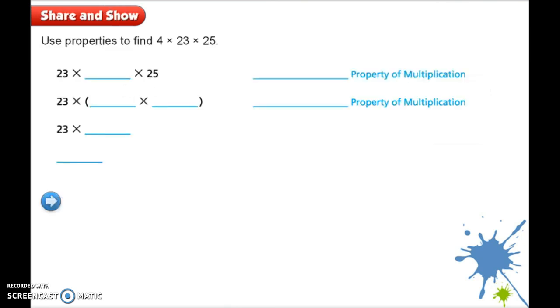Use the properties to find 4 times 23 times 25. 23 times what, times 25? What needs to go in there? A 4. And what is that property of multiplication? We move things around, so we commuted. So that one is the commutative. If you don't know how to spell commutative and you can't read mine, you can look back at your front page. Now we're going to group them and put some parentheses around them. We're not going to change them again, but we are going to put the parentheses. So what property does that make it? When we add the parentheses, it's the associative property.